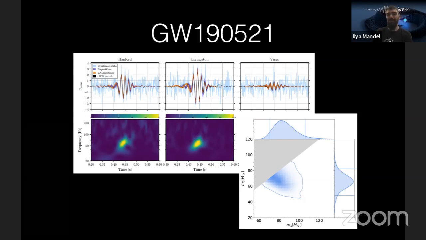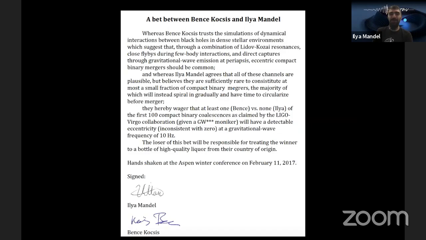And we can probably have a whole other seminar just on this one event, because it's so interesting in so many different ways. But let me end the story by saying that this isn't by any means the last bet. There are many more bets along the way. Here is, for example, a still unresolved bet about whether we will detect genuinely eccentric binaries with gravitational waves, because those would be very telltale signs of dynamical formation.